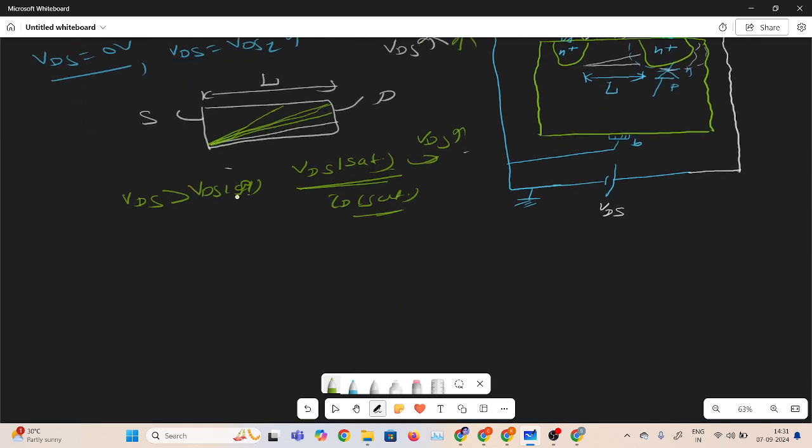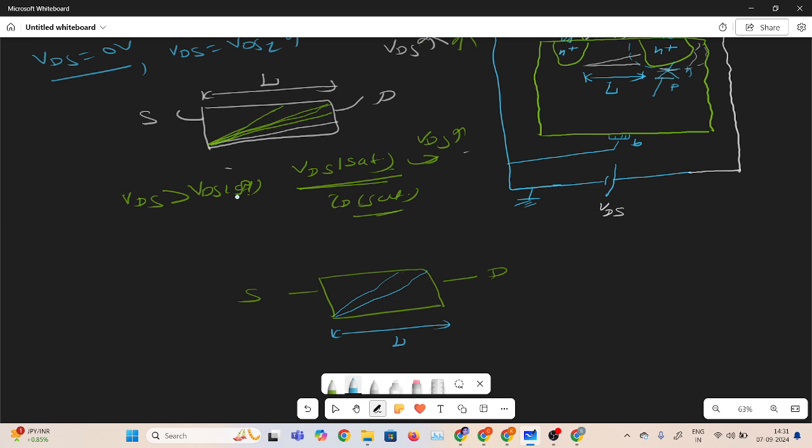In this figure I am showing, suppose this is our channel. This side is the source terminal, and this side is the drain terminal. The penetration into the channel is like that. This is VDS set, and if we increase VDS beyond that, this is the complete channel length, L.